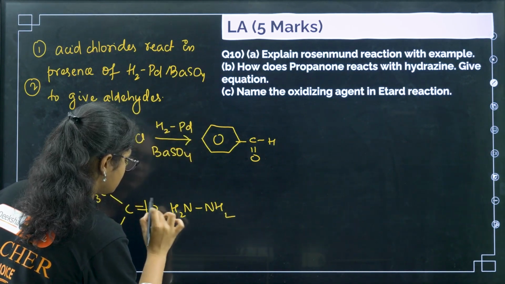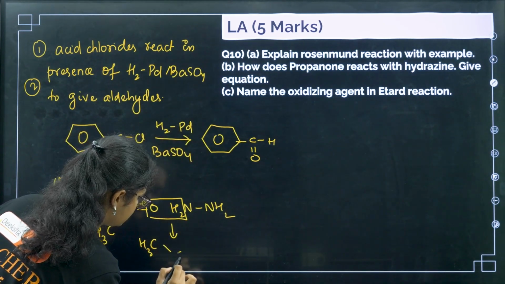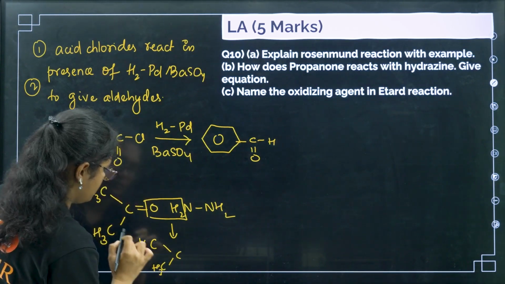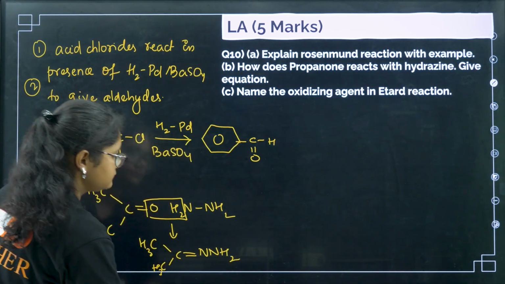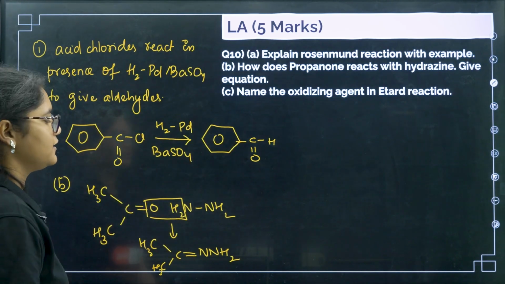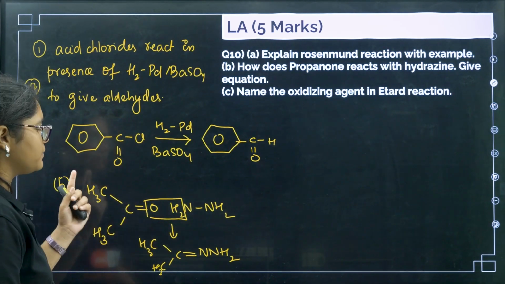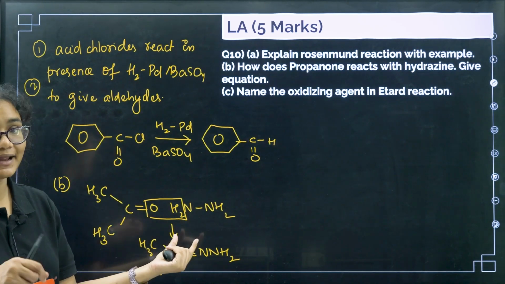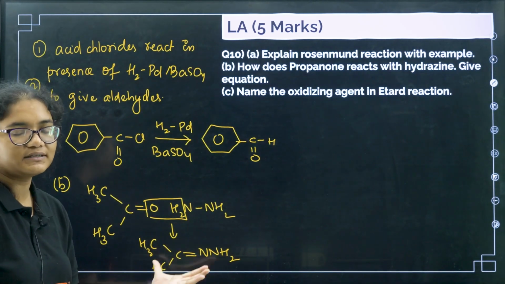Okay, so the reaction, what will happen? This one will give CH3 C CH3, with a double bond to N NH2. Okay, this is the first thing. Give equation. So you need to write here that propanone reacts with hydrazine by dehydration to give you hydrazone. The product formed is hydrazone.